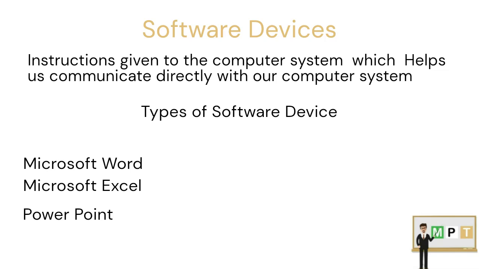So what are examples of software devices? They are Microsoft Word, Excel, your Photoshop, everything that you can see inside the computer that cannot be felt, but can be seen and you can work with. Those are examples of the software devices.